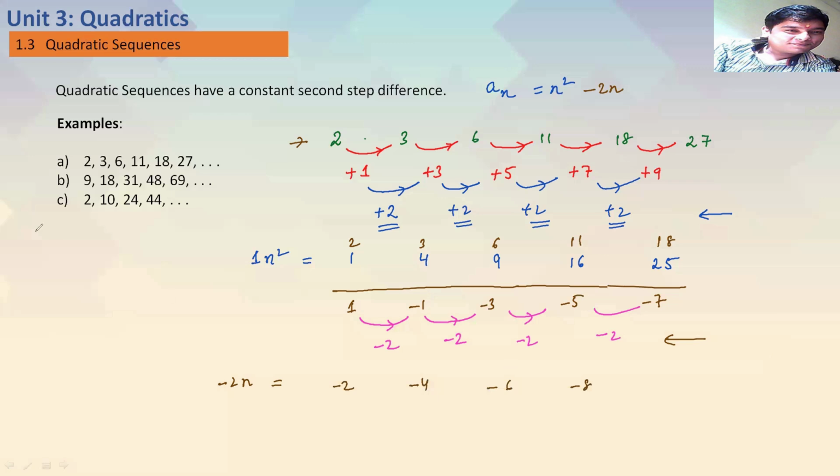Okay, what are you going to place above it? You are going to place this sequence above it. 1, minus 1, minus 3, and what is it going to be? Minus 5, right? Okay.